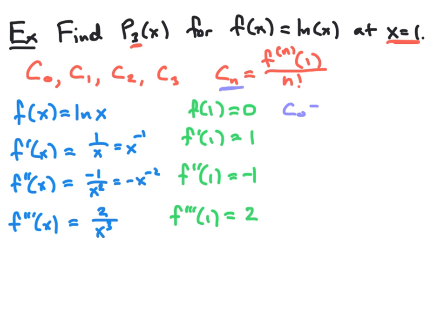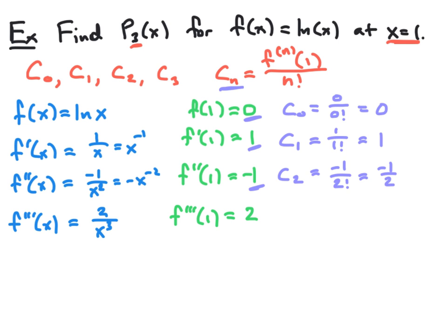So C sub 0 will be f of 1, which is the 0th derivative of f evaluated at 1, which is 0, and we'll divide that by 0 factorial, which is 1. And so C sub 0 will be the constant 0. C sub 1 will be our value of f prime of 1, which is 1, divided by 1 factorial. So 1 divided by 1 will give us a 1. C sub 2 will be f double prime of 1, which is negative 1, divided by 2 factorial. So we have negative 1 divided by 2, which is negative 1/2.